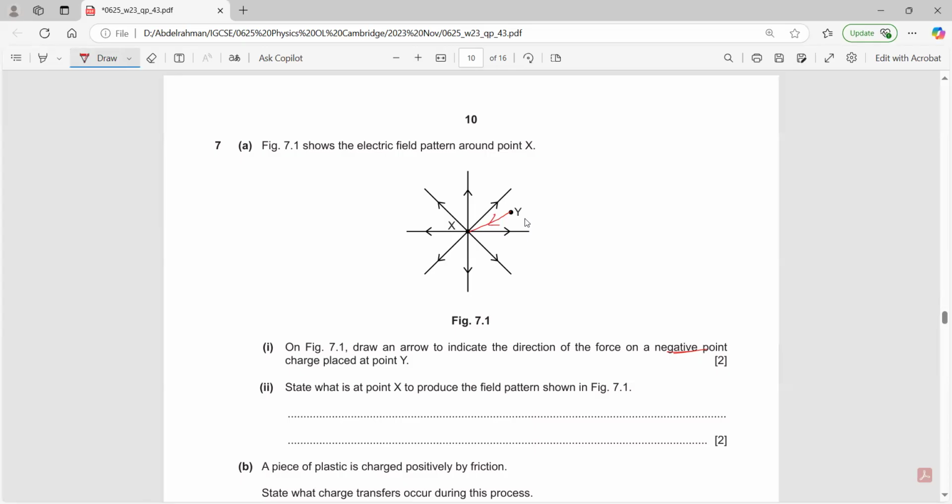State what is point X. X is a positive charge.